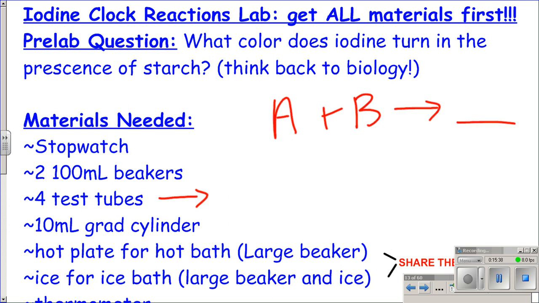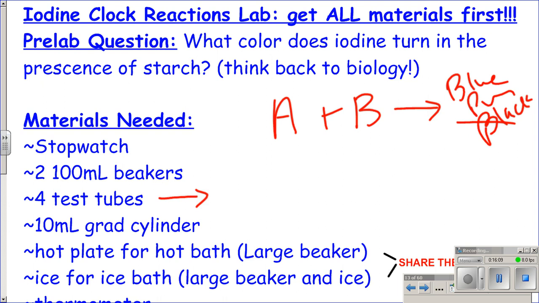If I told you reactant A contained iodine and reactant B contained starch, think back to biology. What do iodine and starch make when they come together? What color? Did you ever do something with potatoes? Blue, purple, thank you. Black, blue, purple. There you go. All right, so it's going to change to a dark color. So that's how you'll know when the reaction's done, because it's going from clear to black. Make sure you know that.